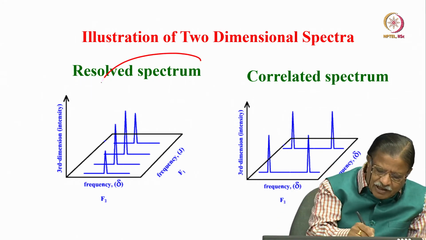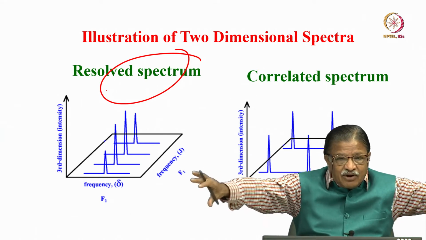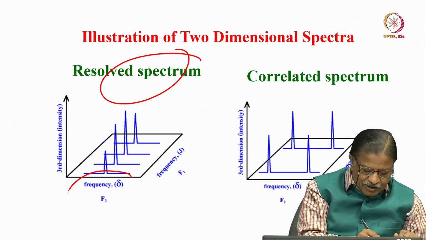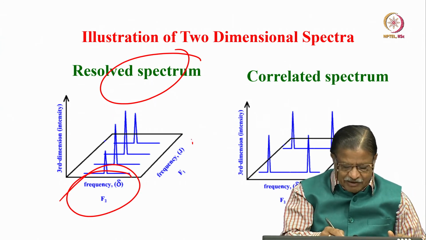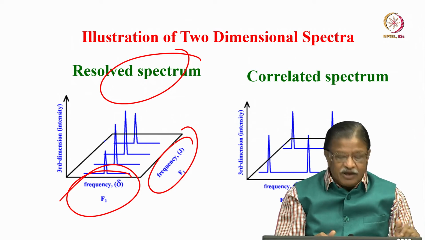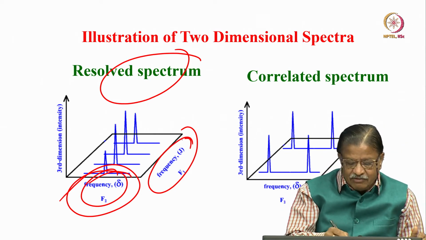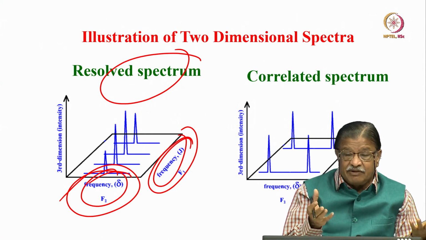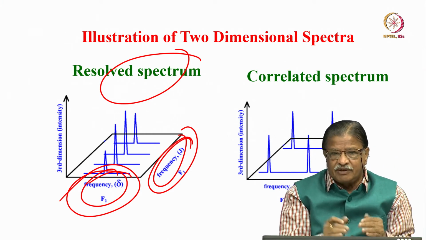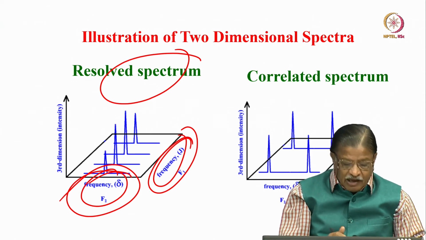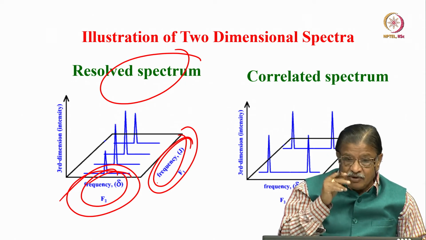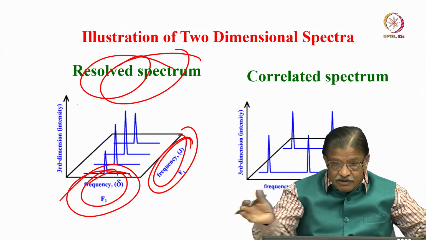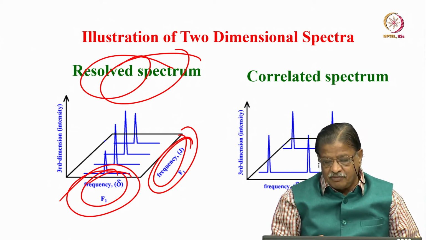One is the resolved spectrum, where two pieces of information are separated out in two dimensions. In one dimension you can have a chemical shift, in the other dimension you can have J coupling. J coupling and chemical shift will both be present in the 1D spectrum, and they are inseparable. But in two dimensional NMR, you can separate out both of them in two dimensions. That is called a resolved spectrum. You are resolving two parameters of NMR.